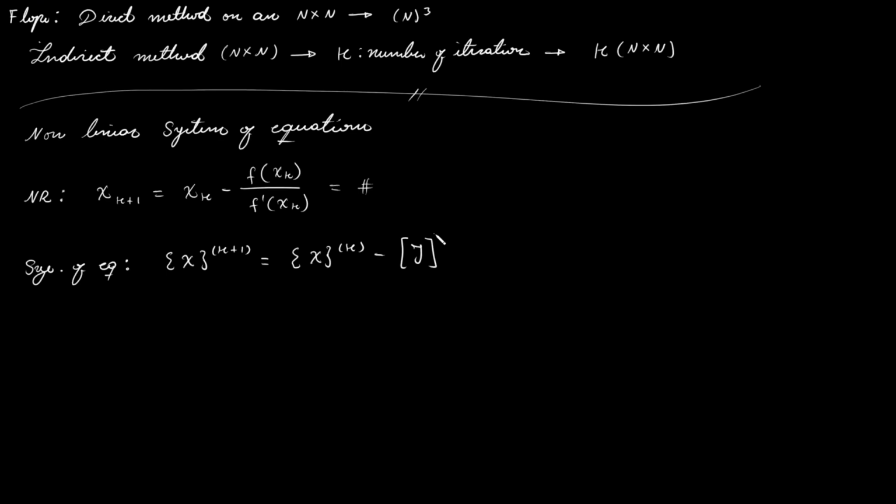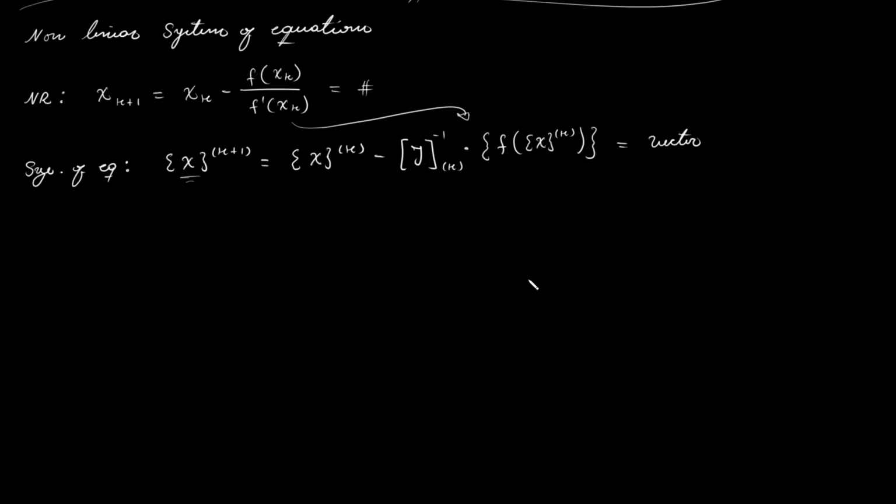But instead of doing that, I'm going to calculate the inverse of the Jacobian at whatever k iteration, and multiply that by the vector of my function, the function evaluated at the vector at the current iteration. So this is a vector multiplied by the inverse of the Jacobian, and the solution is going to be a vector. Again, x to the k plus 1 is going to be a vector. That's the whole idea here. We solve it by taking the inverse of the Jacobian multiplied by the function.